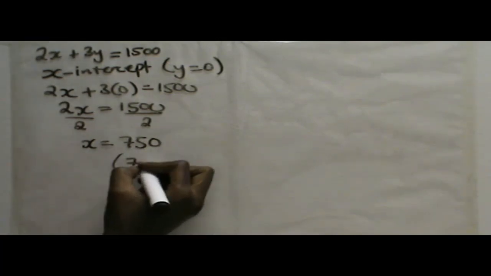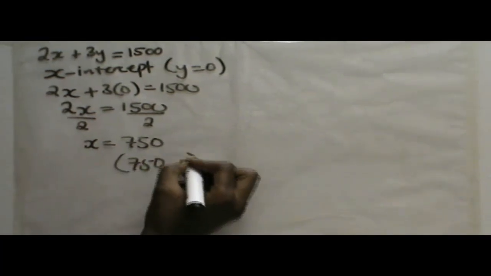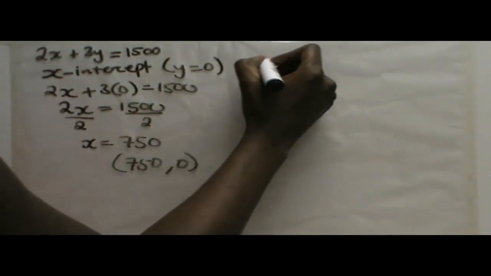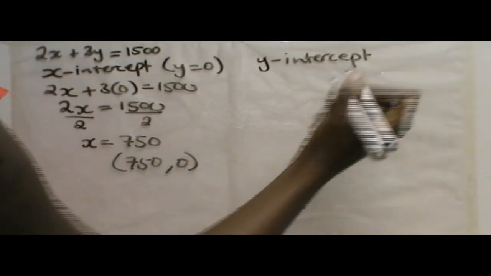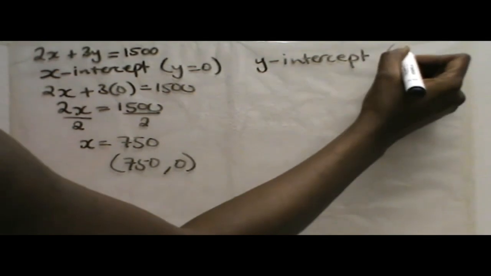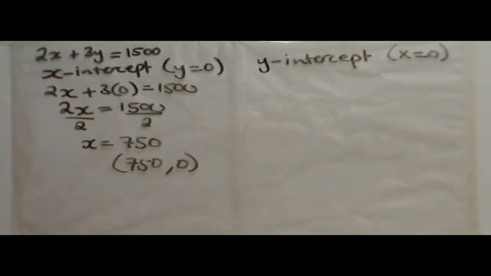750. So that means this point here, 750, 0 is a point on the line. That is the first intercept. Then I do the same thing with the y-intercept. I have x equal to 0. Then I will substitute 0 there and solve for y.